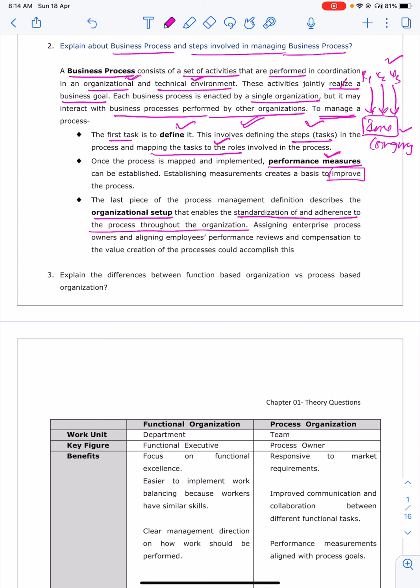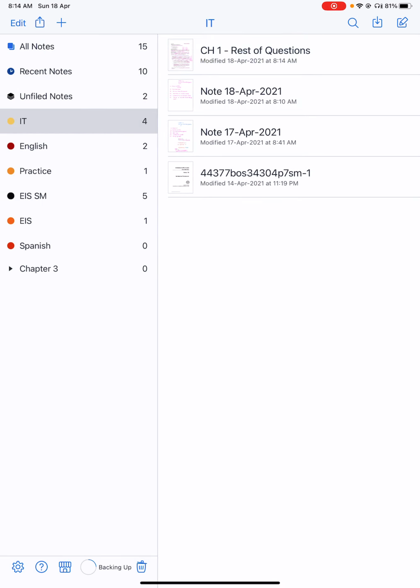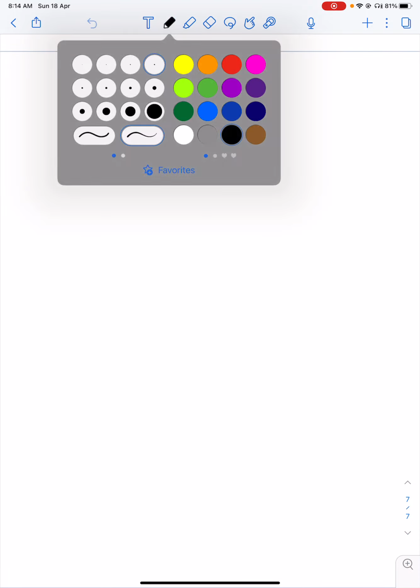Okay. Now let us go to the next question. What is the difference between function based organization and process based organization? That we'll see. Now let us see the differences between function based organization and process based organization.